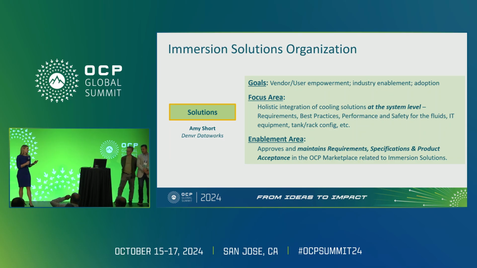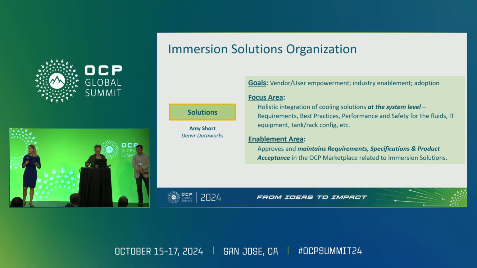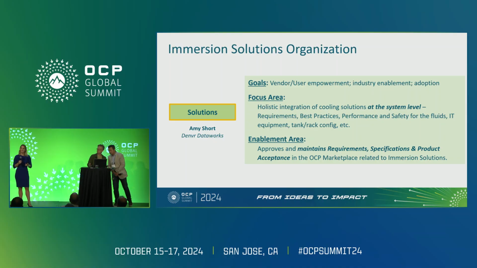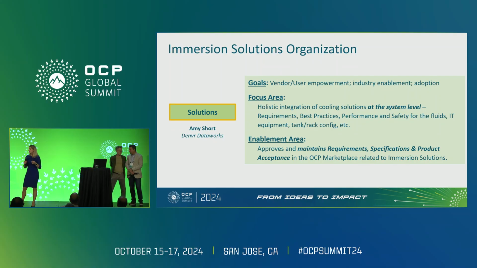So overall, the goal of the solutions group is to really empower this ecosystem and to help bring together all the different component suppliers and vendors to look holistically at the systems level, at these critical features that are required to be successful, both in terms of performance and safety of this equipment.